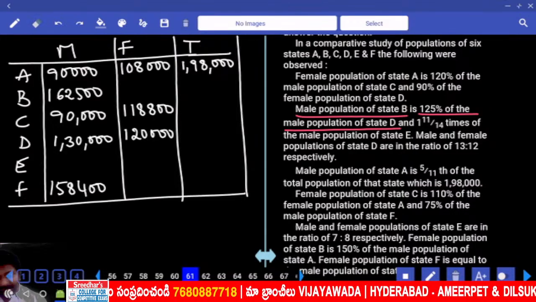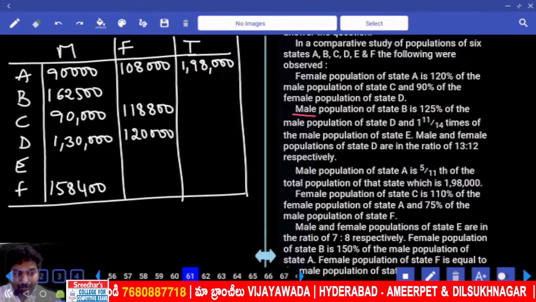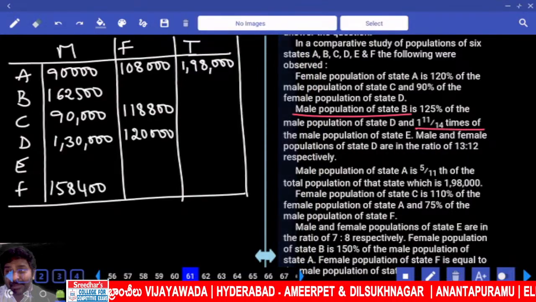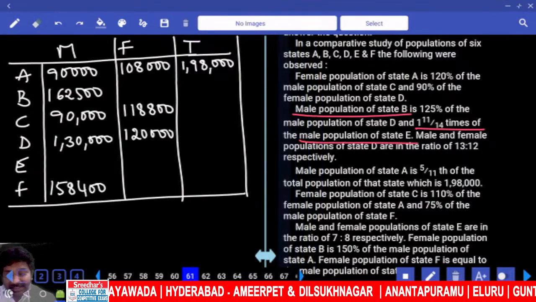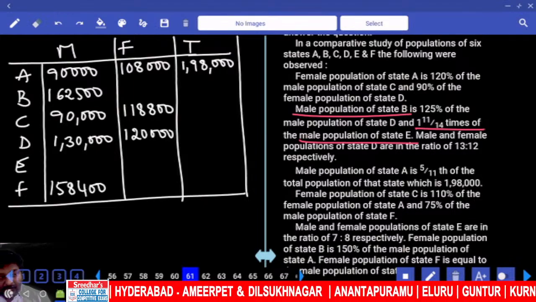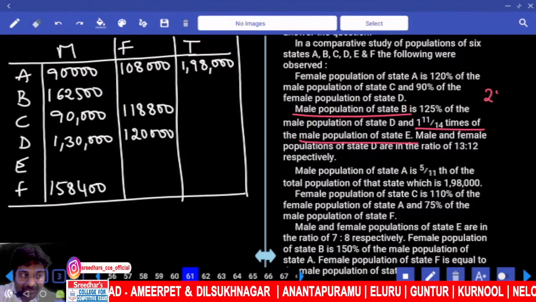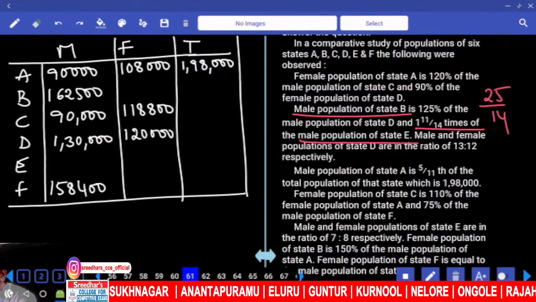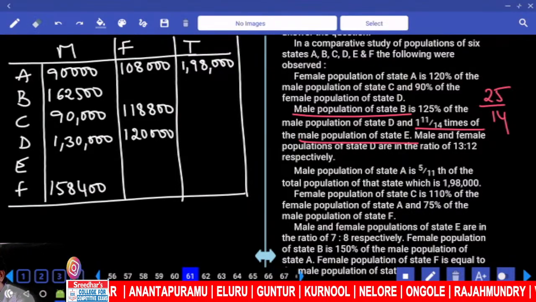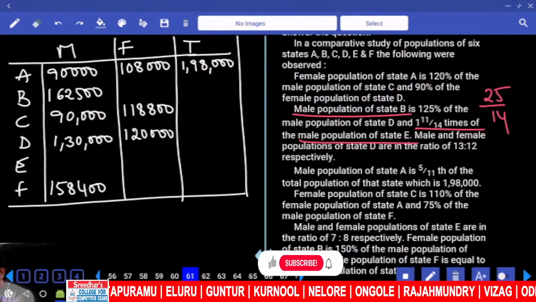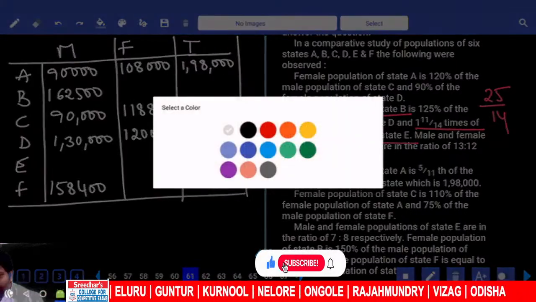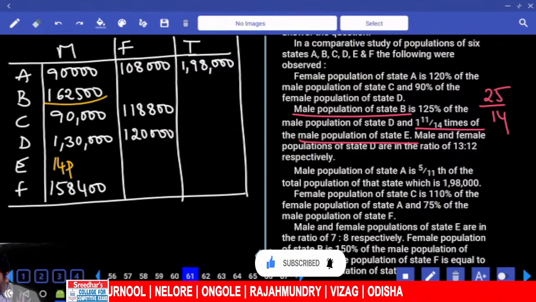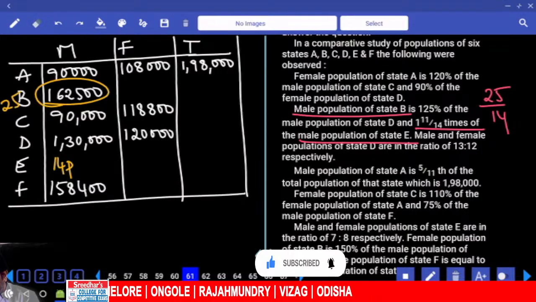1,62,500. They are male. And at the same time, male population of state B is 111 by 14 times of male in state E. 111 by 14, that will be equal to 25 by 14. B depends on E or E depends on B? B depends on E. So E must be equal to 14 parts. Then B must be equal to 25 parts.